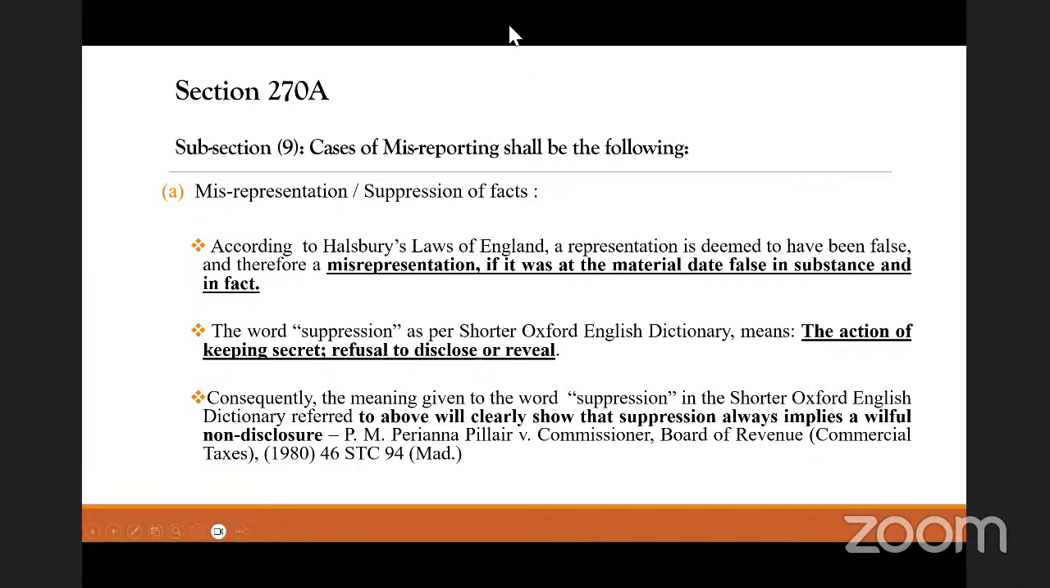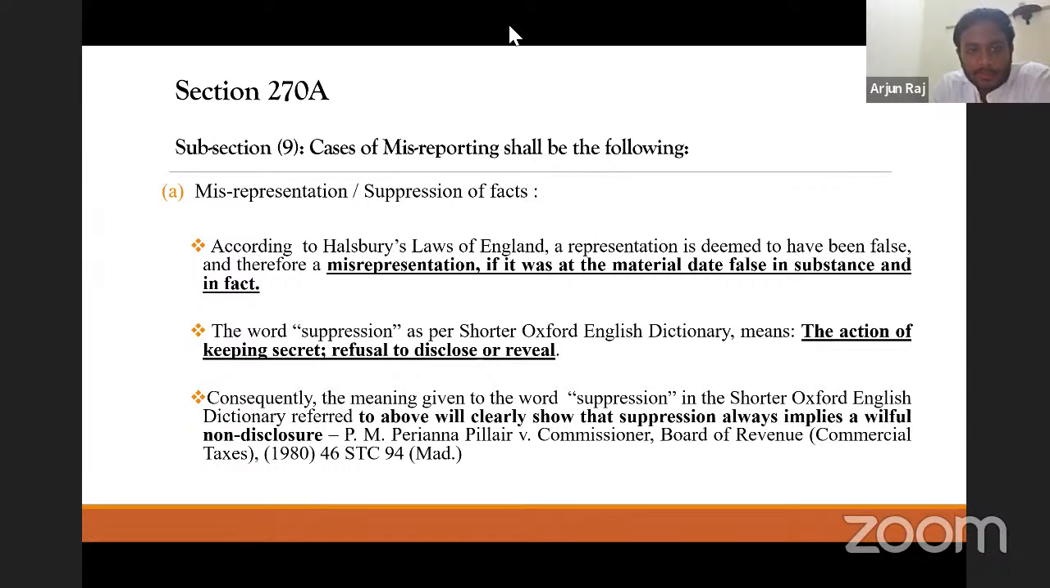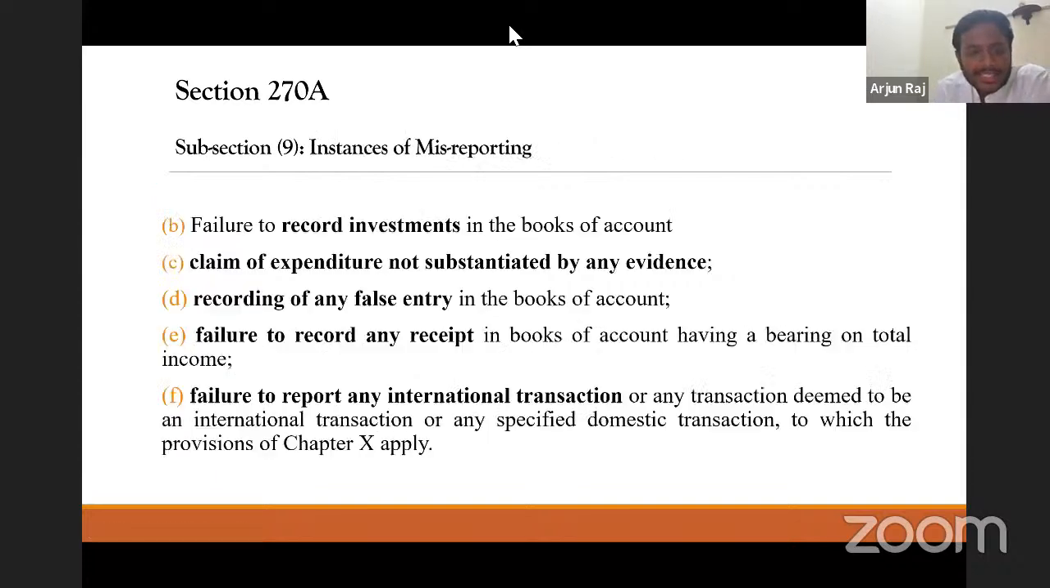Continue, Arjun. Yes. So 270A subsection 9 talks about misrepresentation and suppression of facts. Basically, there are totally 6 limbs. So the next 5 limbs talk about the scenarios where an assessee is not reporting a particular transaction in its books of account or reports a false transaction. Then the instances of misreporting get attracted.